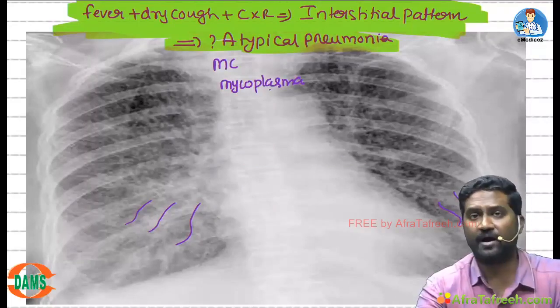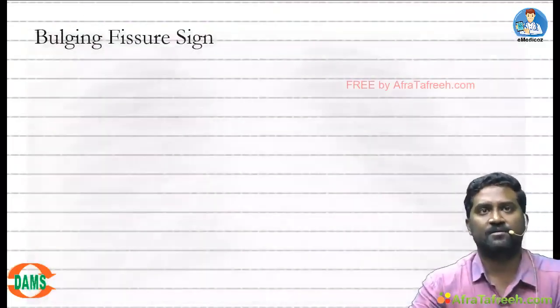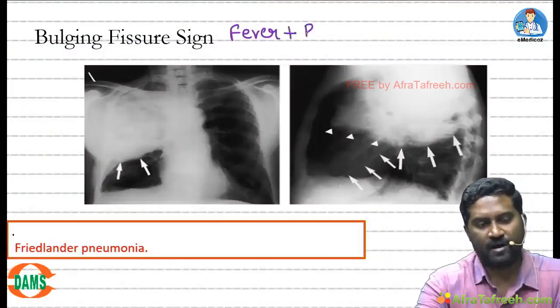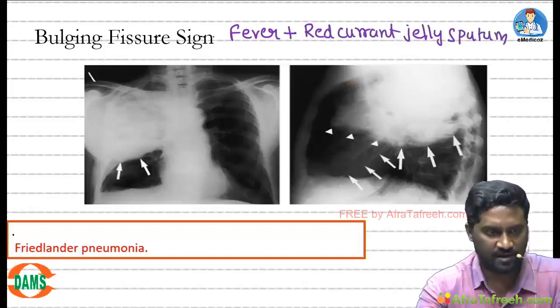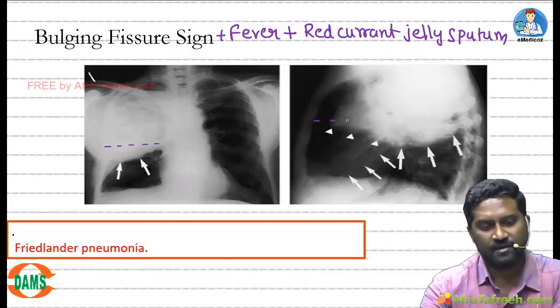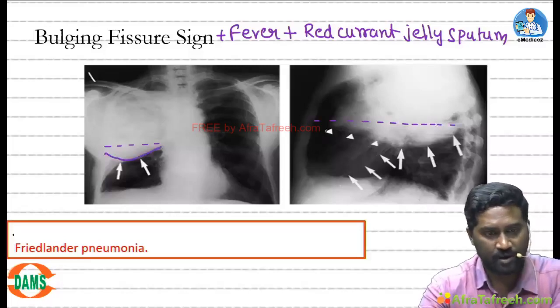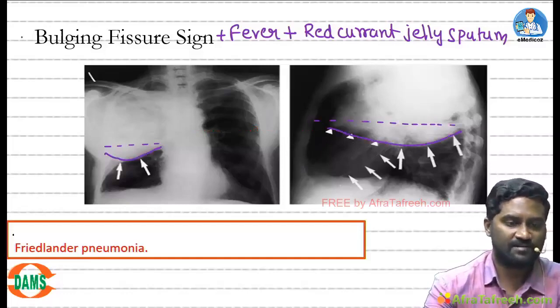Nothing new. Whatever I have discussed up to now, I am putting into clinical cases. That is the new pattern, students. Now another patient, he is having fever and red currant jelly sputum, and chest X-ray is showing this picture. What is this picture? Normally your horizontal fissure should be straight like this. Even in the lateral view, it is straight like this, but it has bulged down. What is this phenomenon called? Bulging fissure sign.